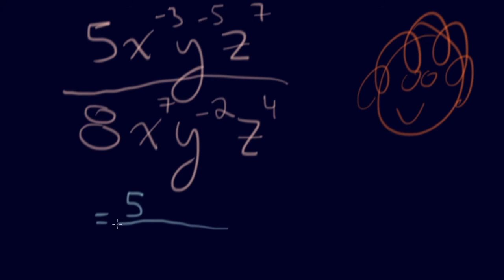Okay, we're going to have some fractions. It's going to be 5 over 8. You would simplify that if you could, by the way, but you can't simplify 5 over 8. So let's deal with our x's right now. So we're just going to deal with these ones.